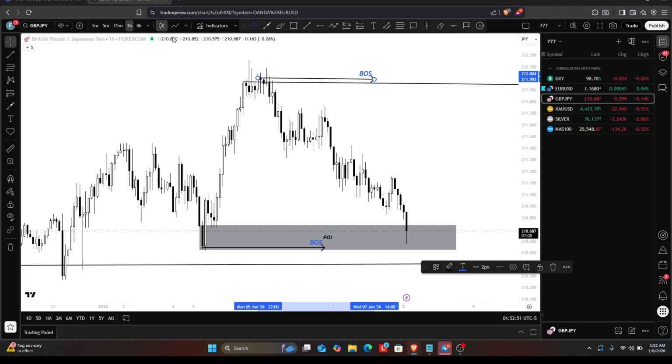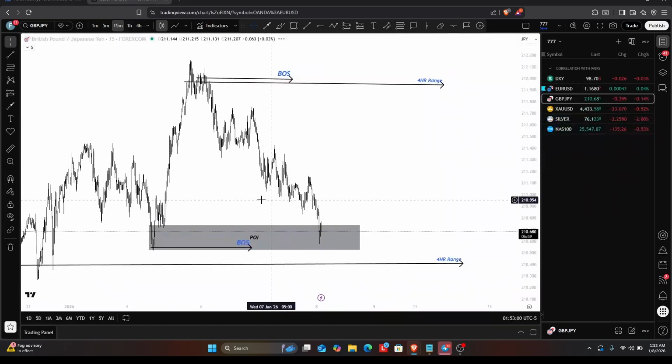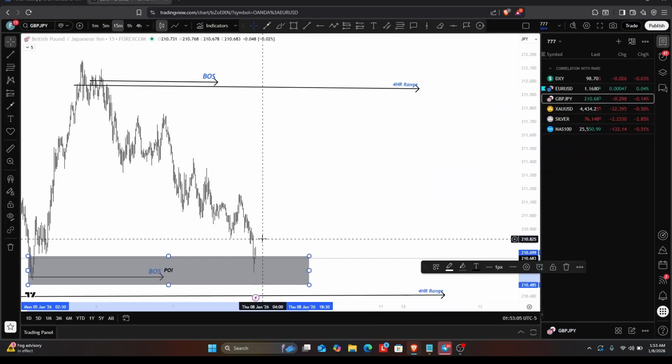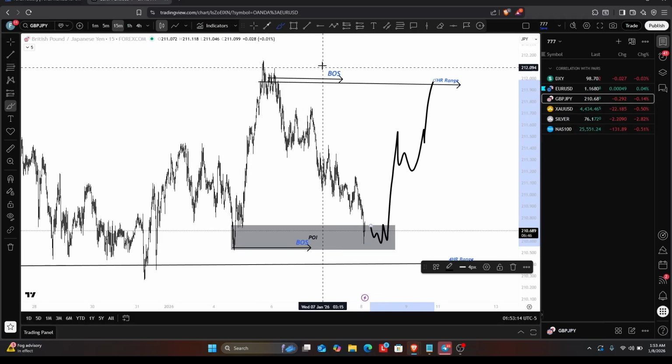So what I would like to see is a 5-minute break out of here. So if it does, you can clearly see the 5 minute gives 1, 2, 3, 4, 5. And we'll take that to a new high, possibly these highs.